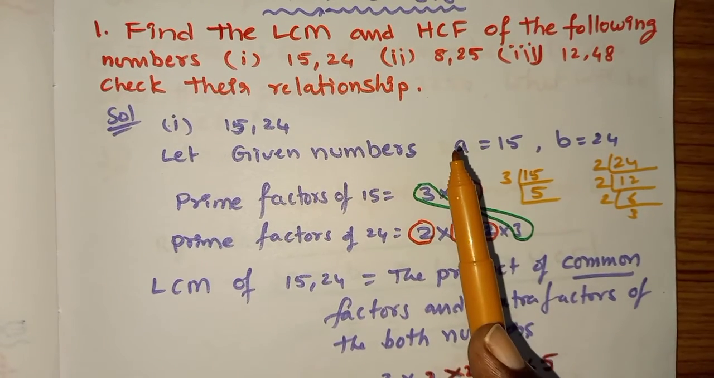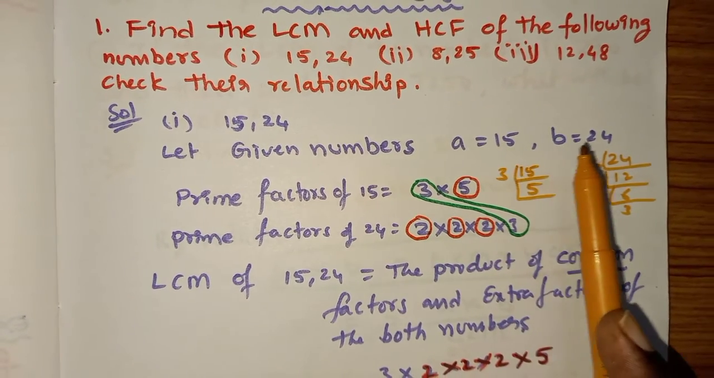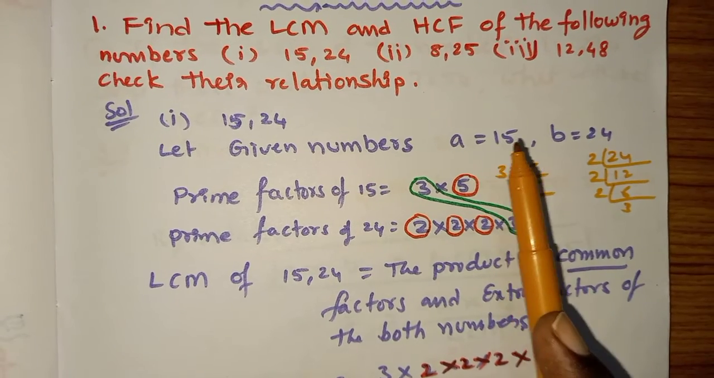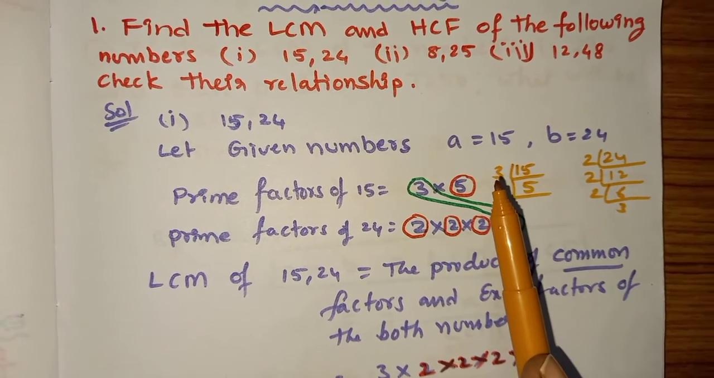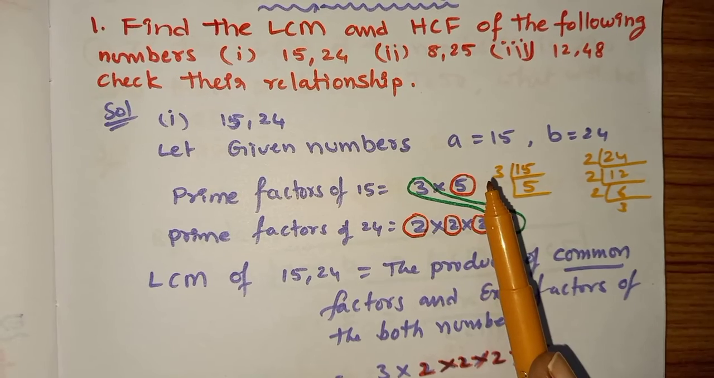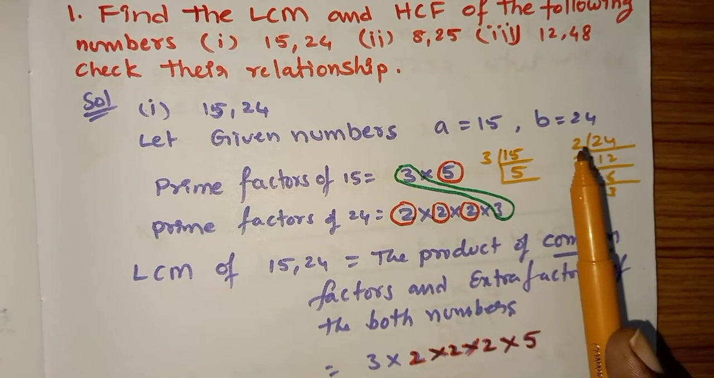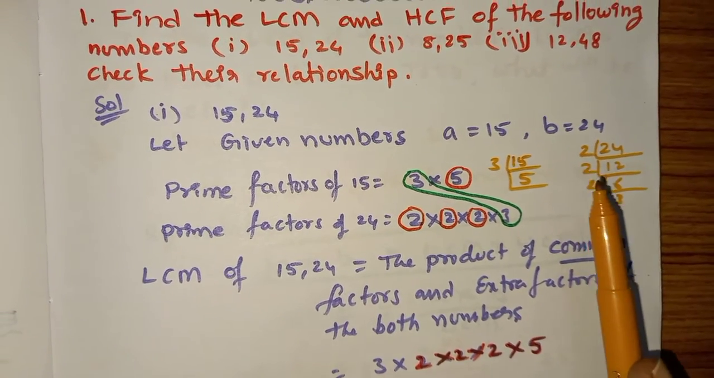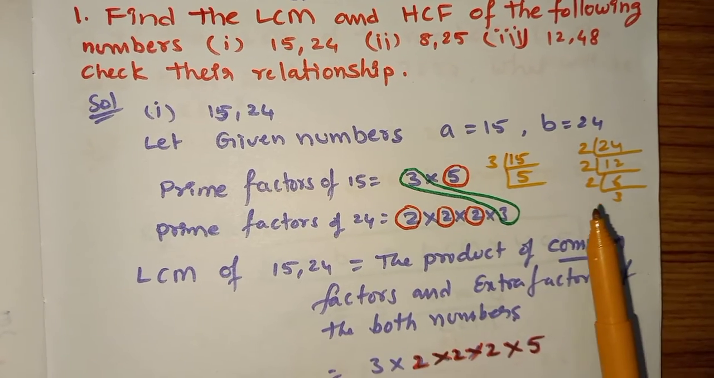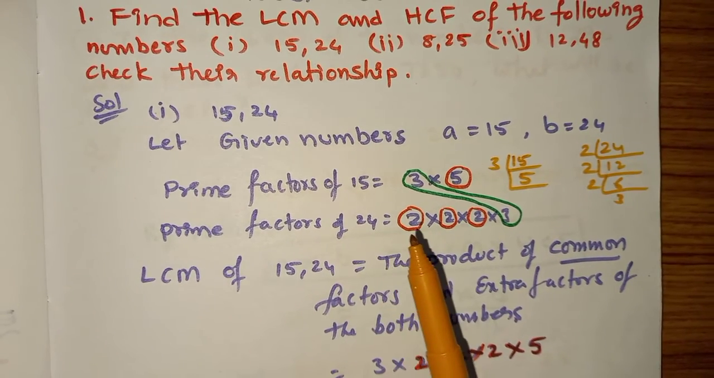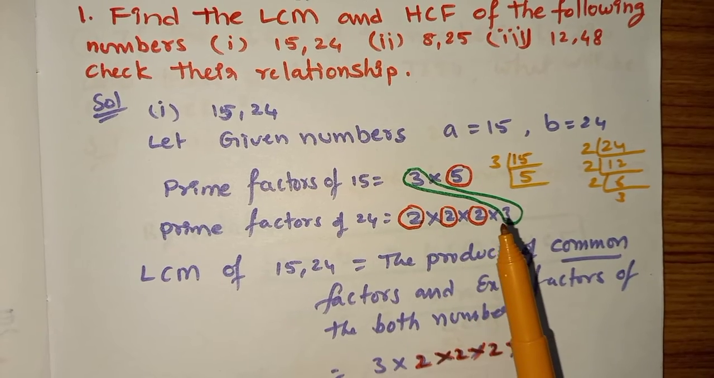To find the LCM and HCF, let us take A equal to 15 and B equal to 24, because those are the numbers. Prime factorization of 15 is 3 into 5. Prime factorization of 24: 2 twelves are 24, 2 sixes are 12, 2 threes are 6. So the prime factors of 24 are 2 into 2 into 2 into 3.